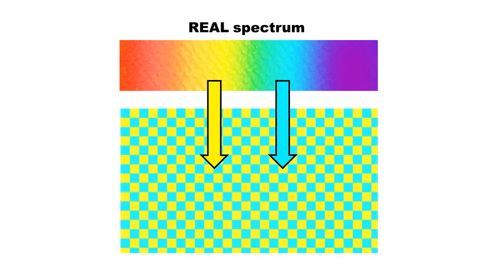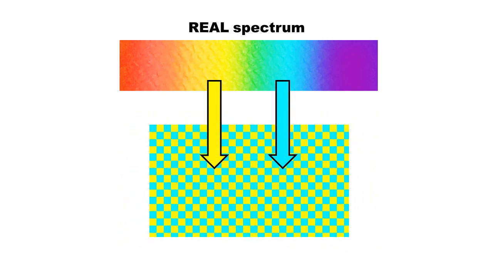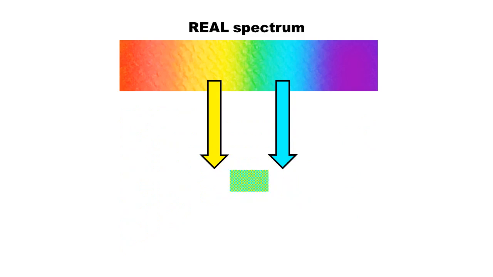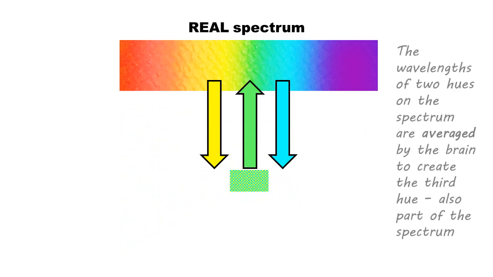So if we take yellow pigment and cyan pigment and mix the pigments together into small enough particles, we get green. The wavelengths of the two hues on the spectrum are averaged by the brain to create the third hue, also part of the spectrum.